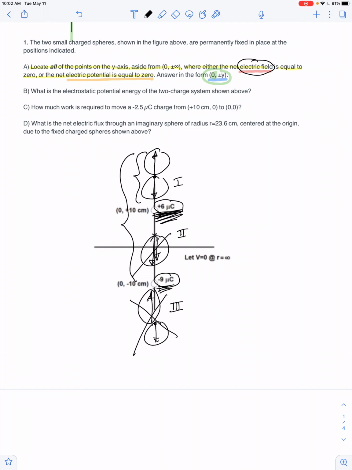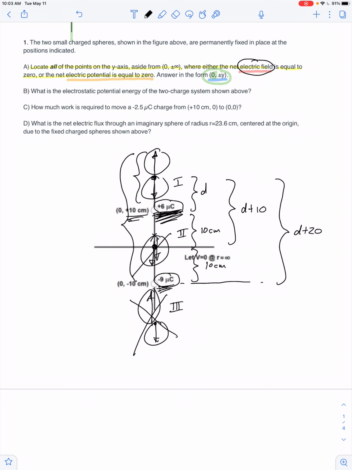Okay, so let's make a distance to this point in question and label it as d. Now, by the way, notice that d, the way I've defined it, is not a distance from the origin. So whatever we get for our final answer, we're going to have to add 10 centimeters to it. But in any case, d is the distance from the 6 microcoulomb charge. We already know this is 10 centimeters, so this whole distance here is d plus 10. And then the distance from the 9 microcoulomb charge is going to be d plus 20, right? Because this is also 10 centimeters.